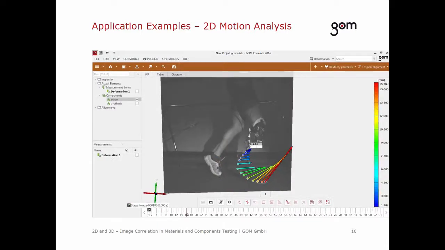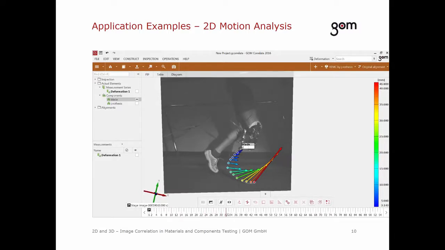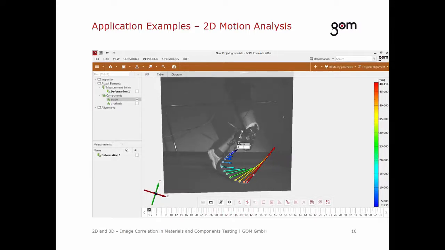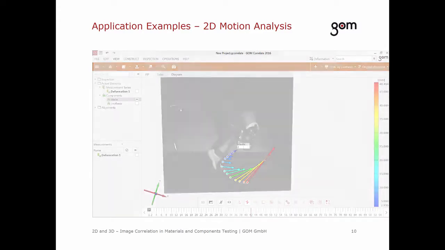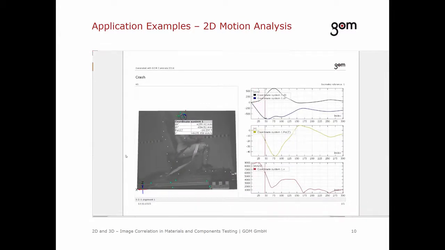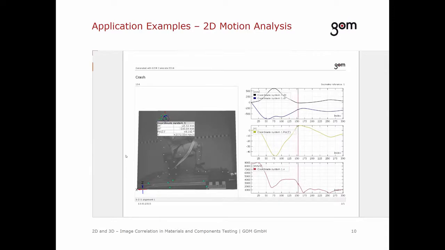Point-based inspections in 2D are also possible. Here we have an example from the field of biomechanics. You see the displacement of the leg prosthesis. Another example is a sled crash test. This test is also analyzed in 2D. The load is uniaxial.